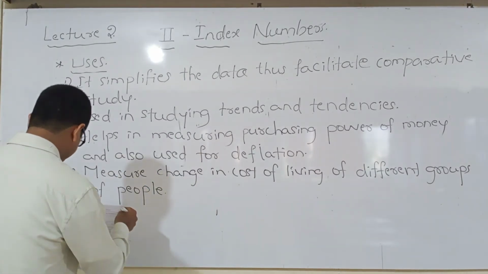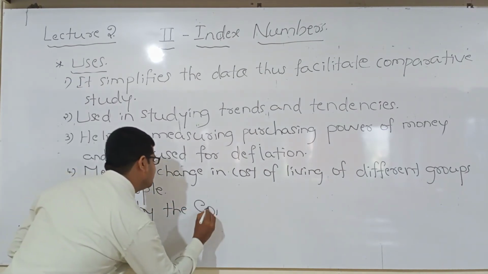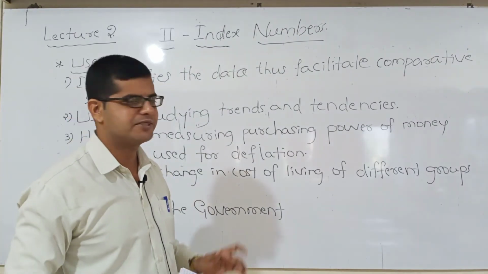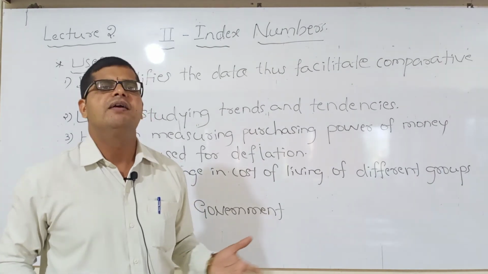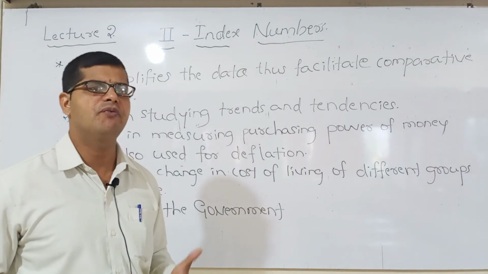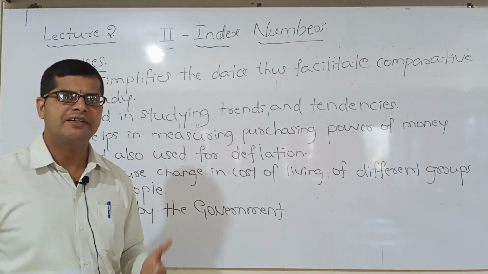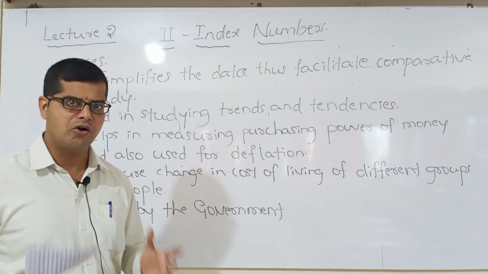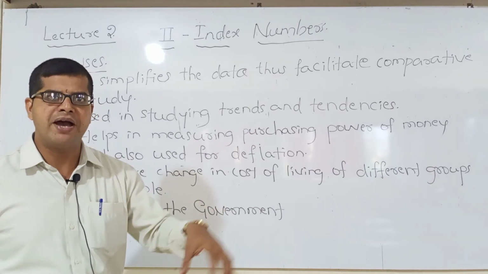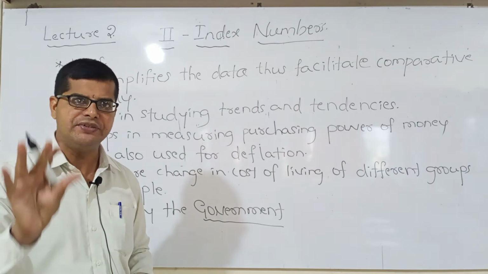Okay, so then we have index numbers used by the government. So why is it used by the government? As I told you, index numbers are used for comparison purposes by taking the prices of commodities, the quantity of the commodities, and the values of the commodities. All these prices, quantities and values of commodities are there in the economy, in the particular Indian economy, and we know that the economy is managed and controlled by the government. So index numbers definitely help the government.